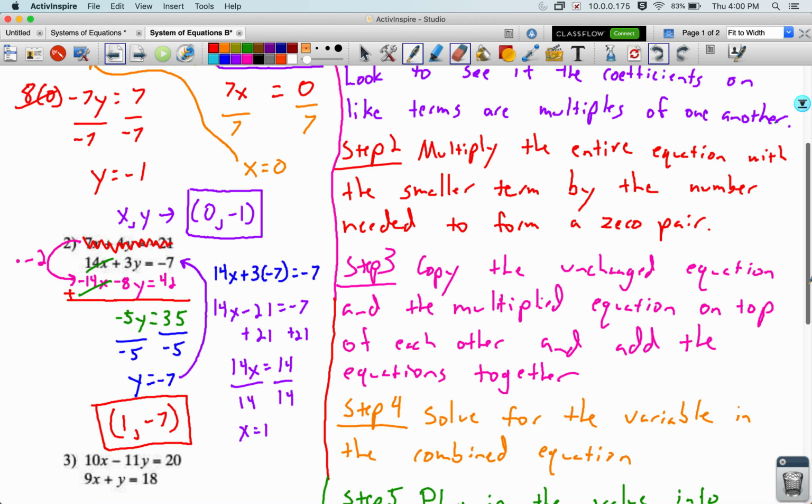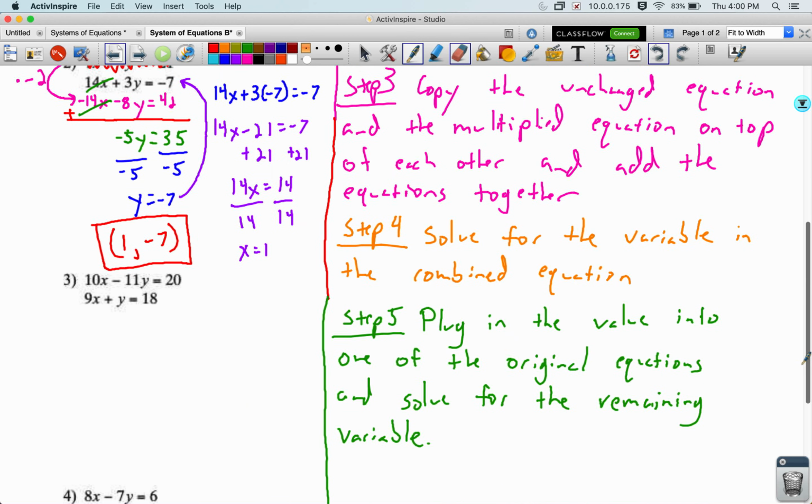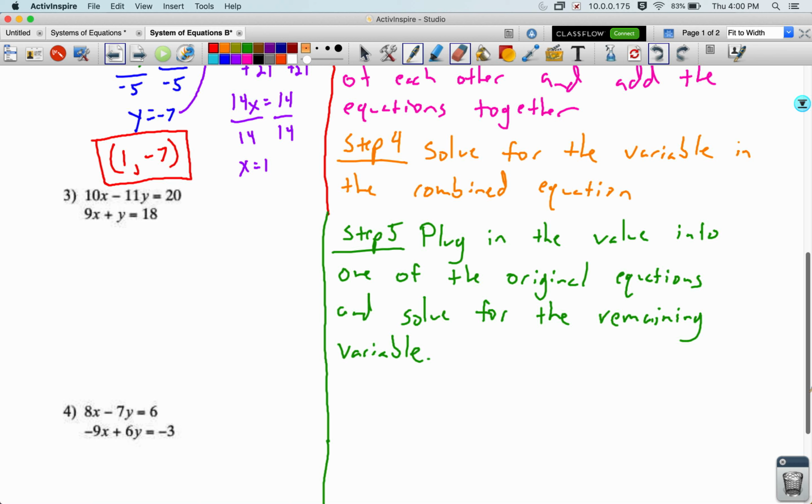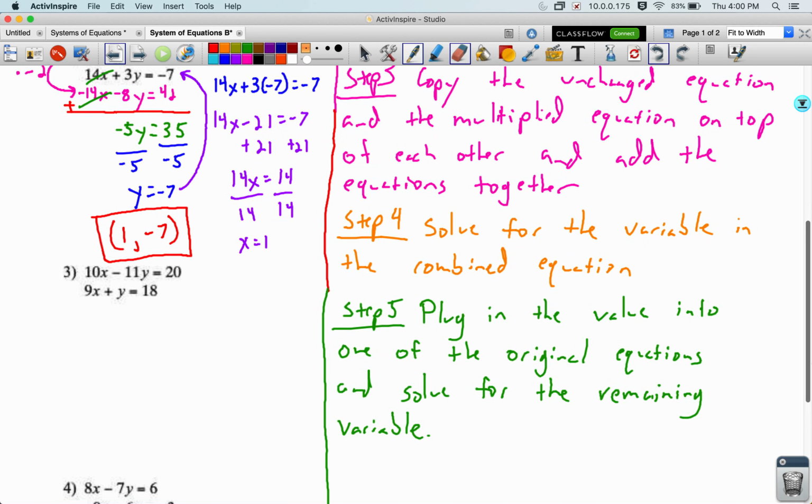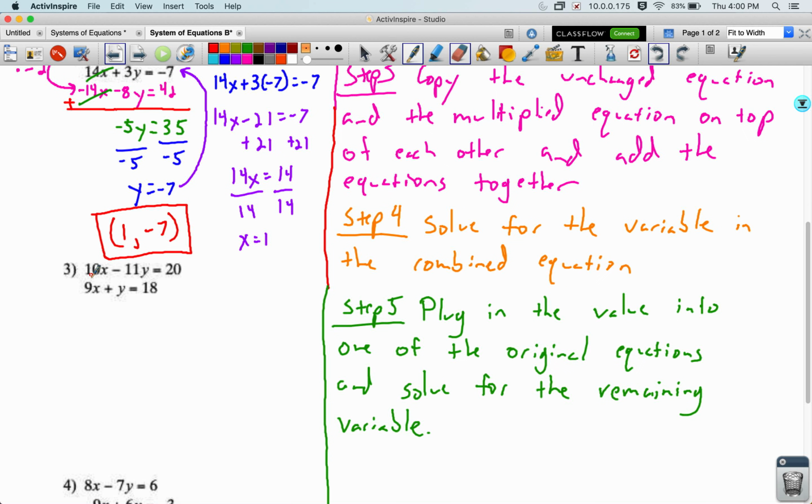Okay, this is going to work for problem number 3. So let's just use our 5 steps in problem number 3. 10 is not a multiple of 9, so we can't do it with that. But this is a 1y, and everything is a multiple of 1. So I can get my 0 pair by multiplying everything down here by 11. So I get an 11y to be the 0 pair of this negative 11y.